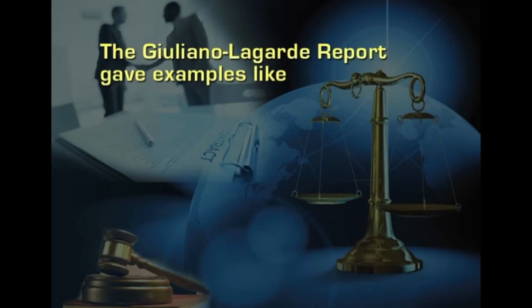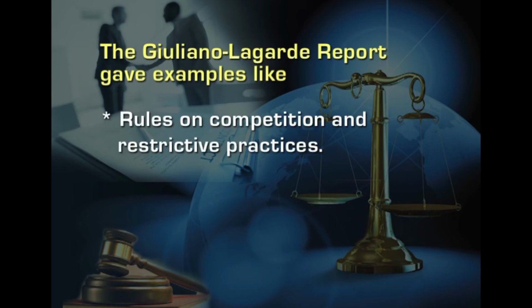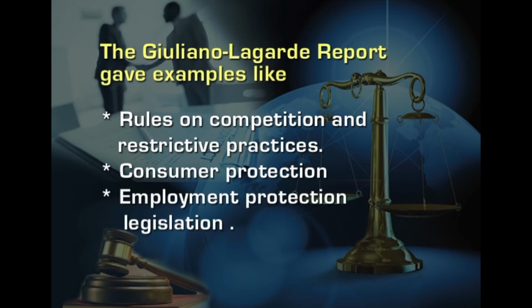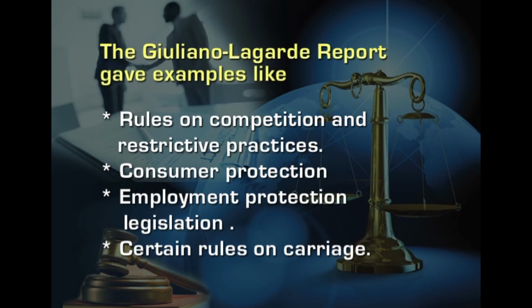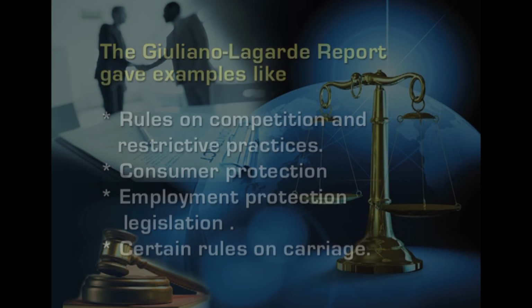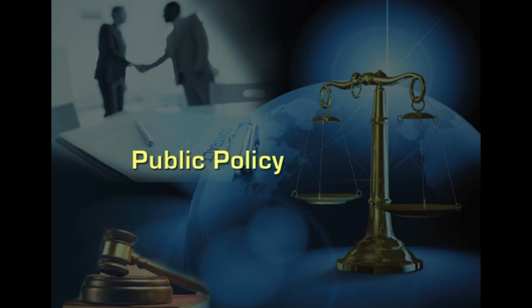The Giuliano-Lagarde report gave examples like rules on competition and restrictive practices, consumer protection, employment protection legislation, and certain rules on carriage. Public policy. A provision of law chosen by the parties may be disregarded if it is manifestly incompatible with the public policy of the forum.